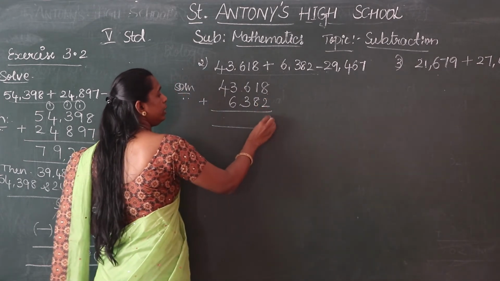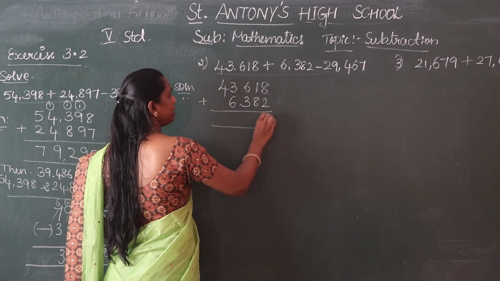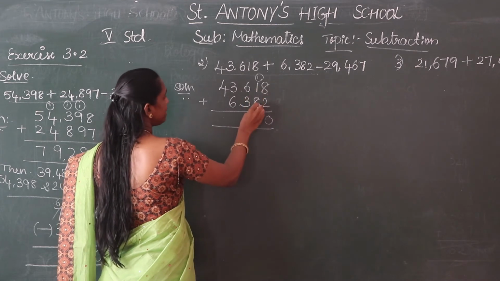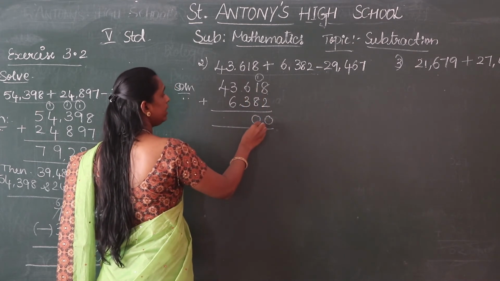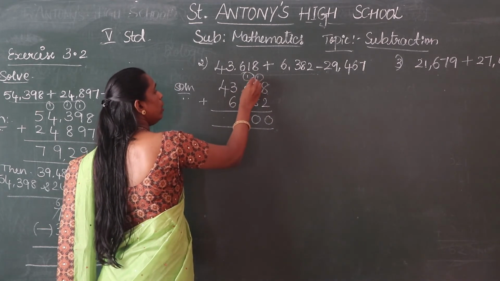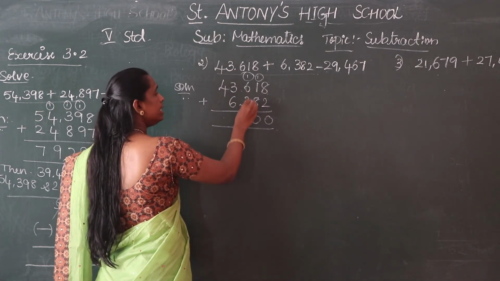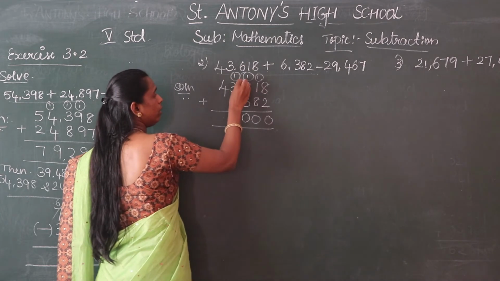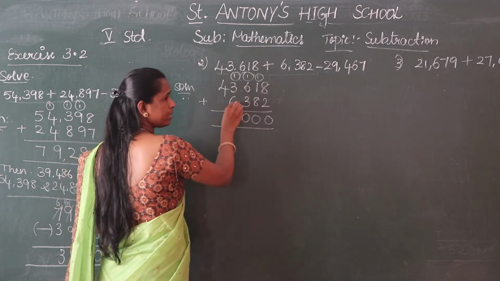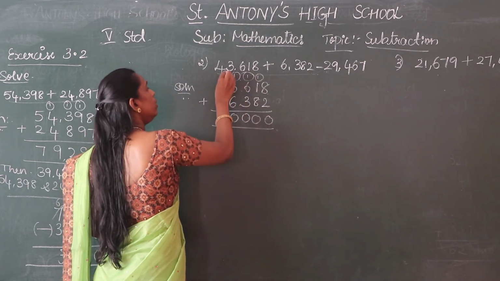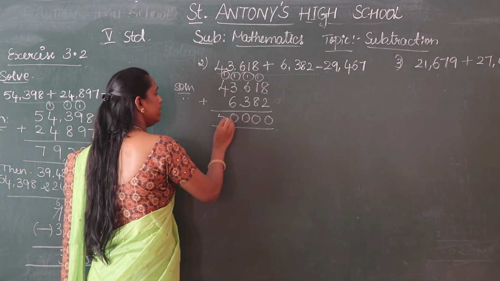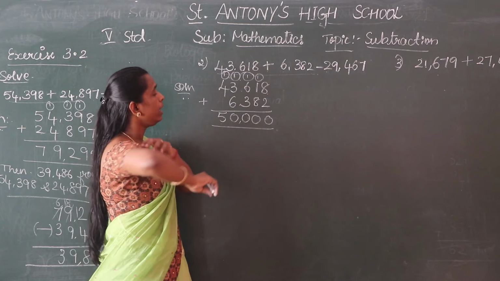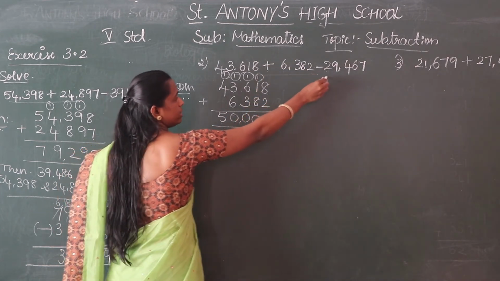8 plus 2, 10. 0, 1 carry. 1 plus 1, 2. 2 plus 8, 10. 0, 1 carry. 1 plus 6, 7, 7 plus 3, 10. 0 here, again 1 carry. 1 plus 3, 4, 4 plus 6, 10. 0 here, 1 carry. 1 plus 4 is 5. Answer is 50,000.